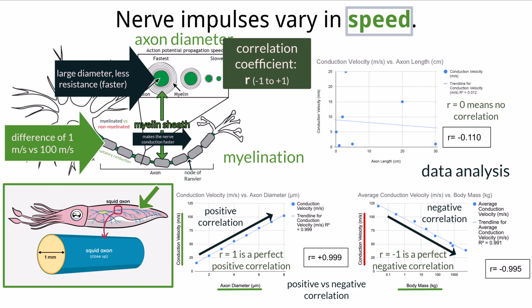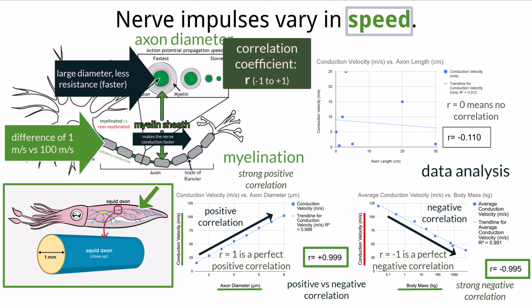You don't need to be able to calculate the correlation coefficient, R, on your own. You can use Google Sheets or Excel for that. But you do need to understand what it means. What does a correlation coefficient of negative 0.995 tell us about the correlation between conduction velocity in relation to body mass? Well, it tells us there is a negative correlation, and the value is close to -1. So this relationship is very strong. How about the correlation coefficient of conduction velocity versus axon diameter? A value of 0.999 indicates a positive correlation, and the value is also very close to +1, indicating there is a very strong correlation.